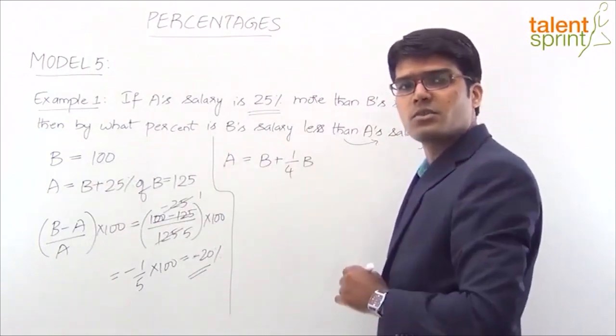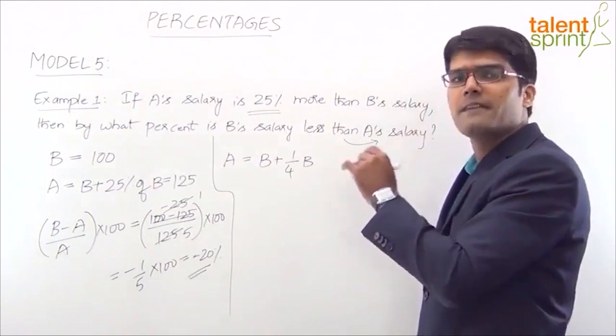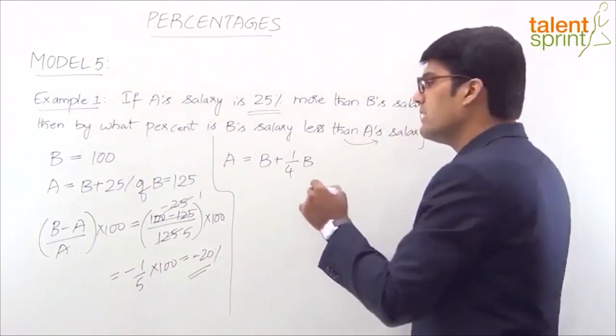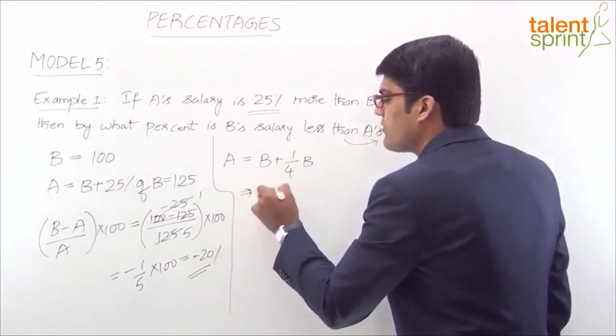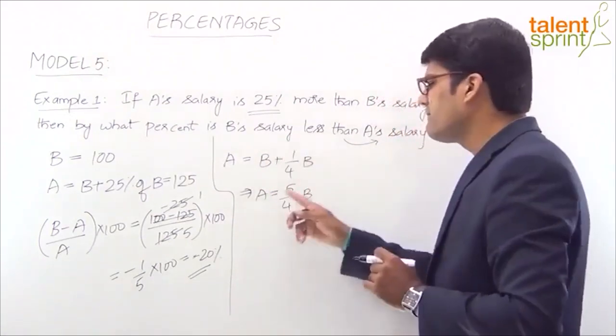So 25% is 1/4 of B. Now what is B plus 1/4 of B? 5b by 4 or 5 by 4b, right? So which means a is equal to 5 by 4b, right? 1 plus 1 by 4 gives you 5 by 4. So a is 5 by 4b.